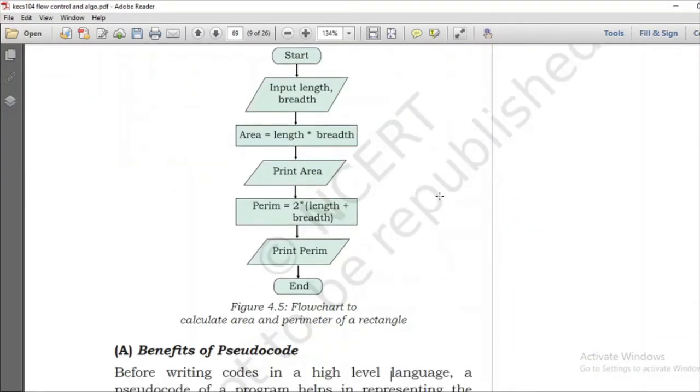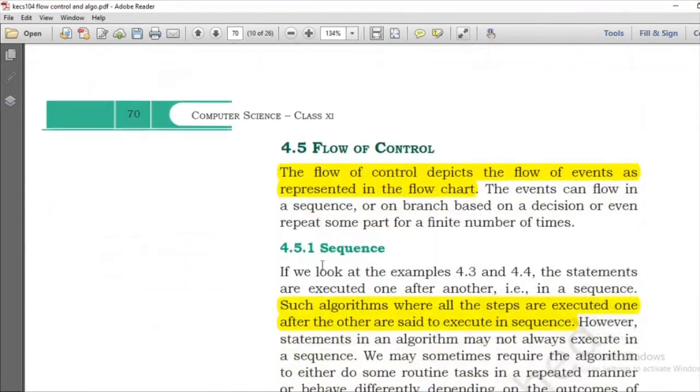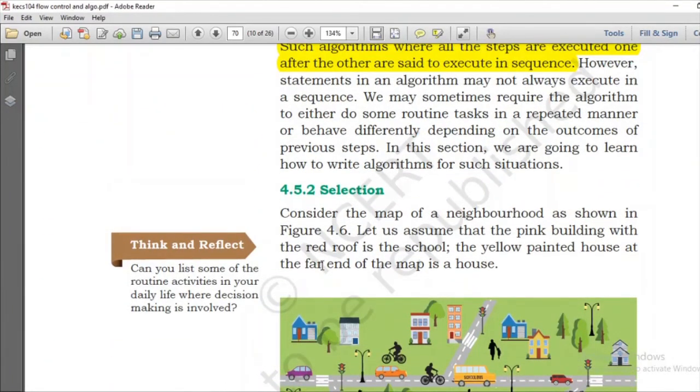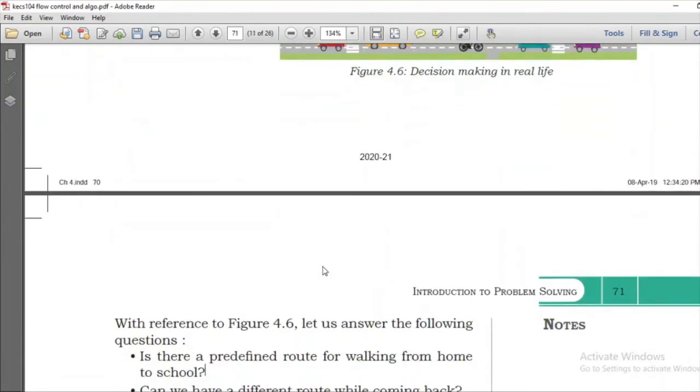This is the flow chart of calculating the area and perimeter of a rectangle. So one step is followed by another step. So this is the sequence which is being followed. Next is selection. Now let us understand selection with an example.